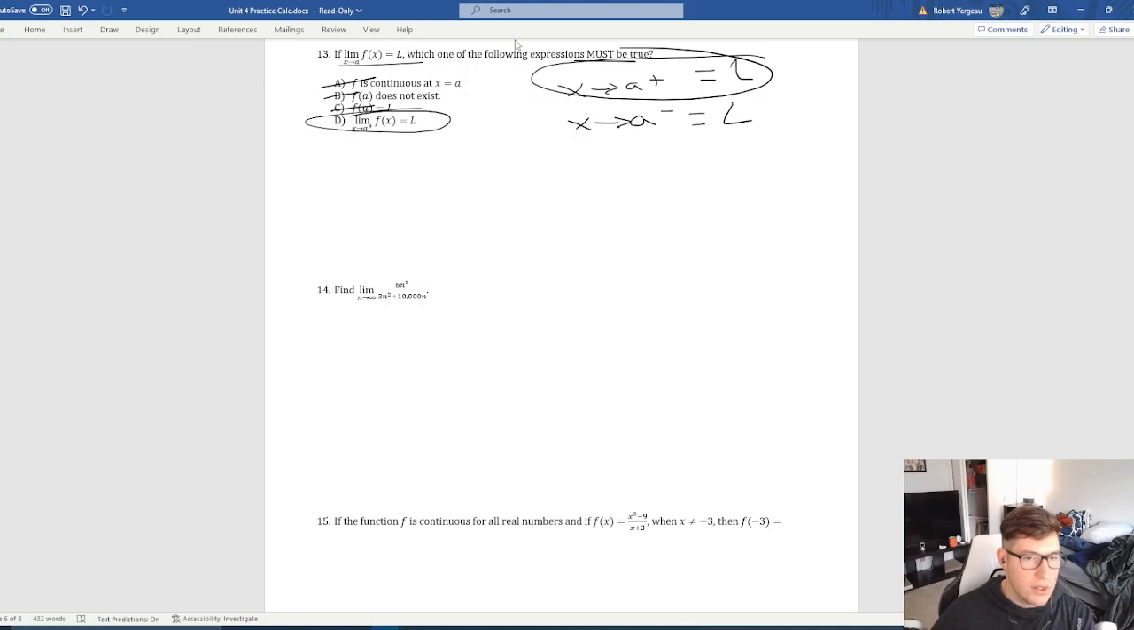Now, 14, again, we are simply looking to see, do we know what the most dominant functions are? And so again, we're just looking at leading terms. I have 6n squared over 3n squared plus 10,000n. Now, as big as this coefficient is, I don't care about it. The reason for that, it's the least dominant function in that entire fraction. And so I'm really looking at 6n squared over 3n squared. And as that goes to infinity, again, we're just looking at our coefficients. We're going to have 6 over 3, which is 2.